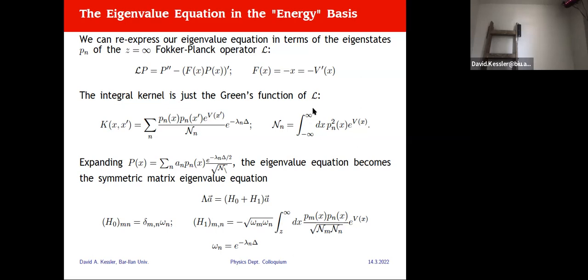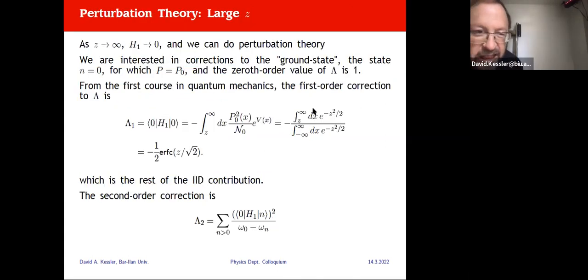So the 0th order Hamiltonian is diagonal, and the eigenvalues of the 0th order Hamiltonian are just e to the minus lambda delta. These are the eigenvalues of the Fokker-Planck equation. The interaction Hamiltonian involves overlaps between eigenfunctions, the nth eigenfunction integrated from 0 to infinity. All right. And now the point is that when z is big, this integral is small. So it's perturbation theory. So all I have to do is do perturbation theory, right?